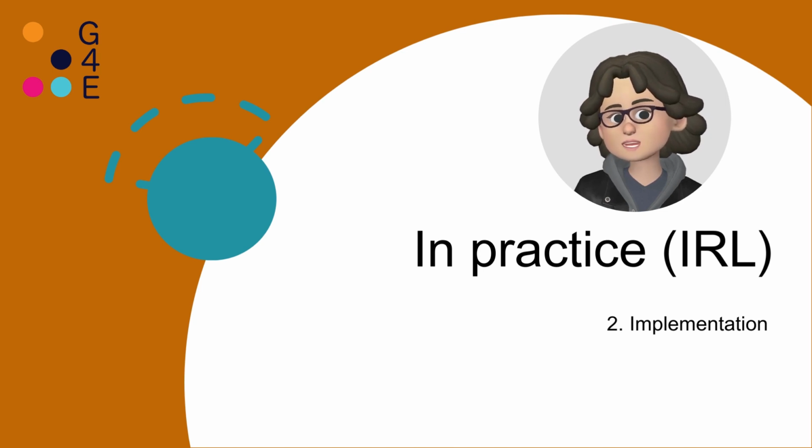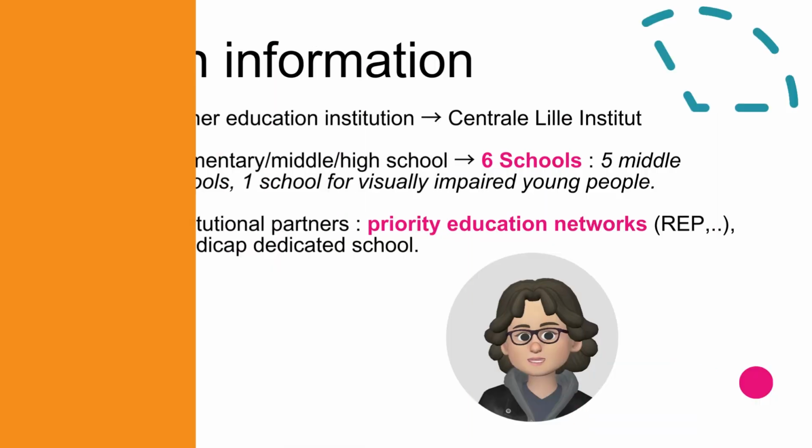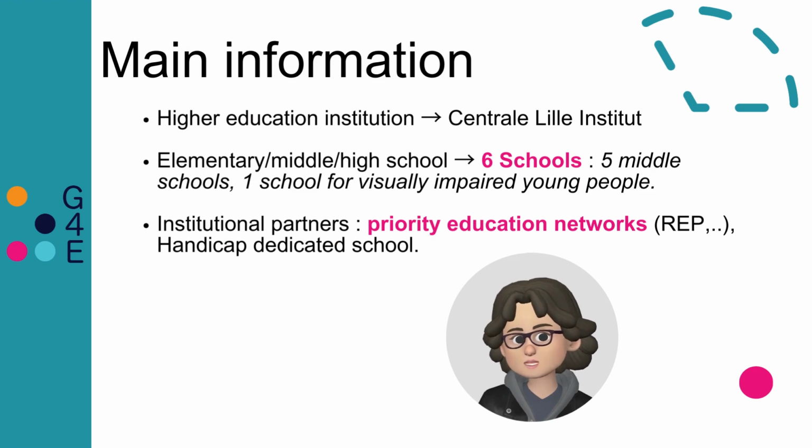We will present the main actors, the activities and their outcomes as implemented during the Geeks for Education project. Let's start with stakeholders. The project runs from September to May and involves Centrale Lille, a French engineering school, as the higher education institution, and six middle schools providing 80 pupils. Five schools belong to the Priority Education Network, and one school is for visually impaired young people.